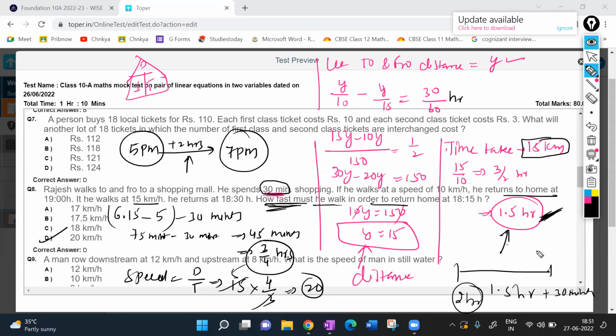1.5 hours plus that 30 minutes gives me 2 hours. Total time he is spending is 2 hours, for going and spending time at the shop. 2 hours, which means he is returning home at 7 o'clock. Then he might have started at 5 p.m. Yes, definitely he should have started at 5 o'clock. Why? Because 2 hours is spent for traveling and shopping. So 5 plus 2, I mean 7 o'clock, isn't it? Yes, sir. That is how you got 2 hours there.